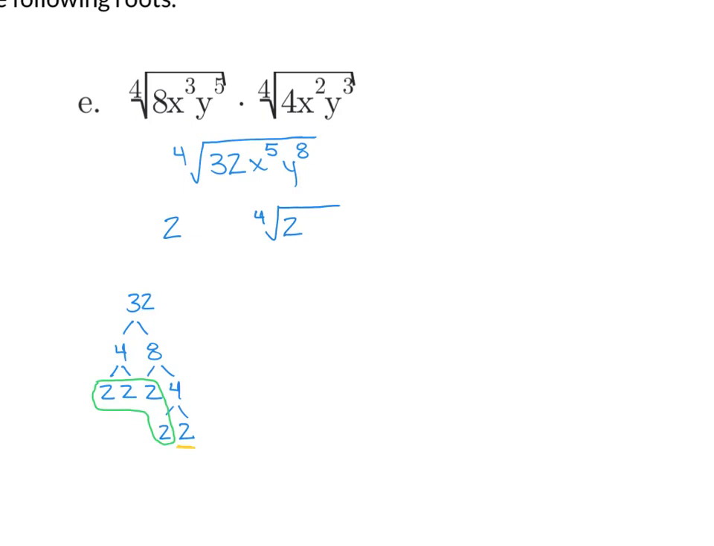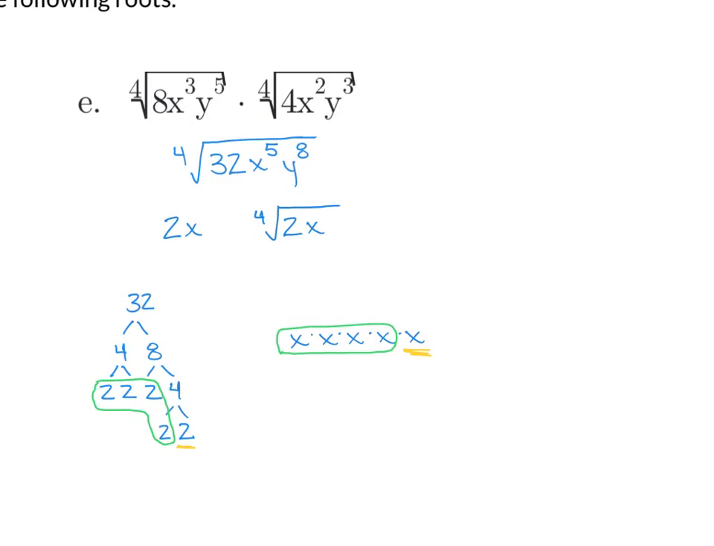Okay, x to the 5th. If we go ahead and factor this out, this is 5 x's being multiplied together. How many groups of 4 can I make? I can make one group of 4. So I'm going to pull out 1x. I have 1x that I cannot put in a group, so that 1x will stay inside. So those are our x's.